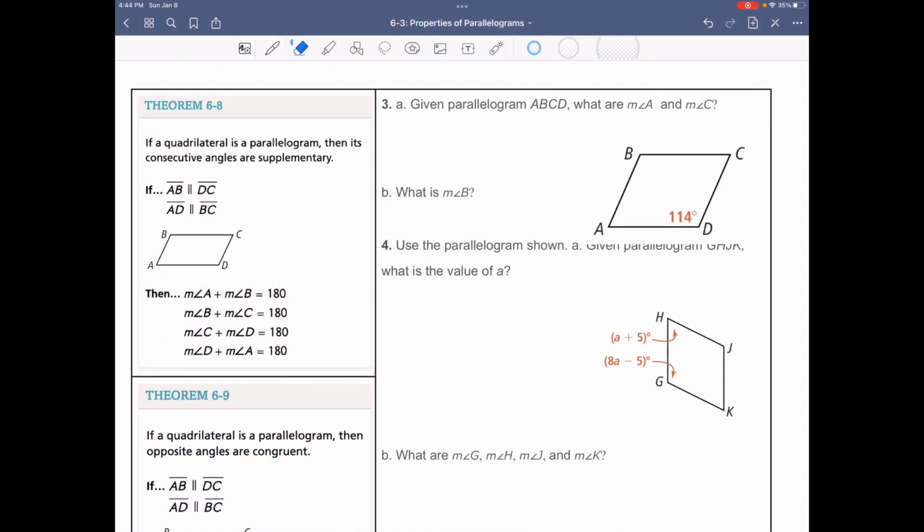On the back side of our notes, we have more theorems to go over. Theorem 6-8. If a quadrilateral is a parallelogram, then its consecutive angles are supplementary. So this is the next theorem. In a parallelogram, consecutive angles are supplementary, meaning they add up to 180. So let's look at this. If they're parallel, which they are, then the measure of angle A and the measure of angle B add up to 180.